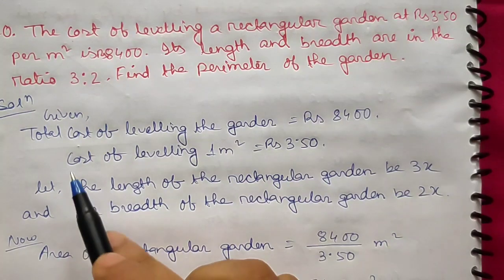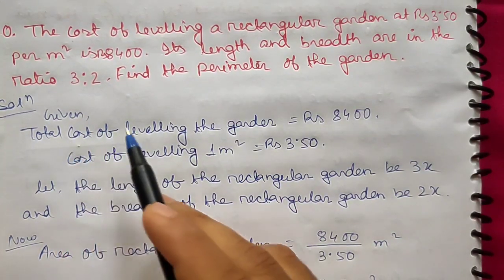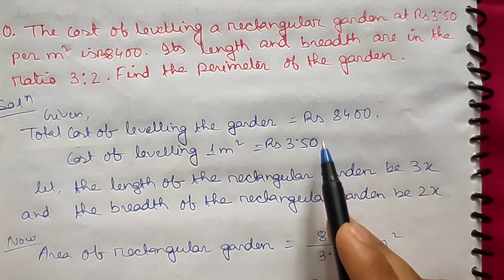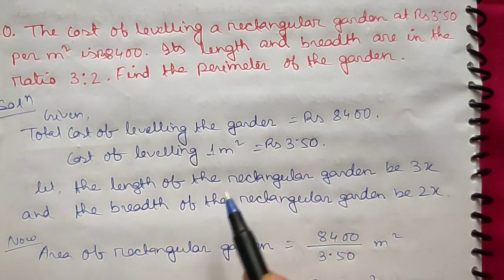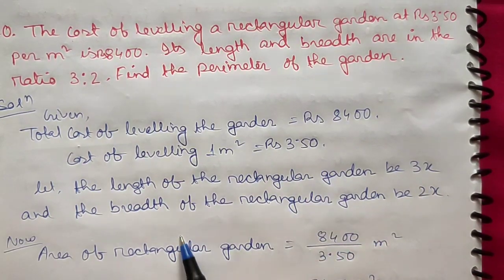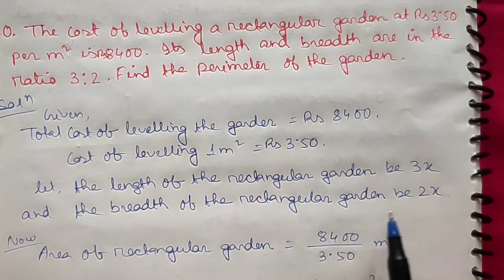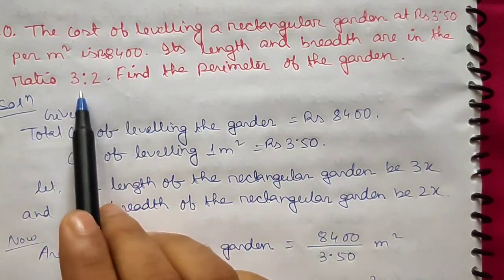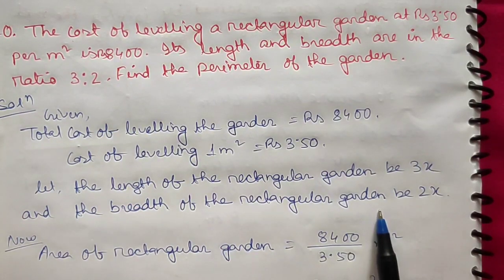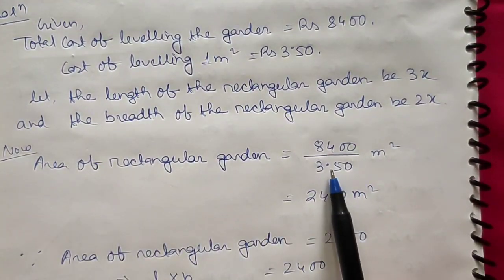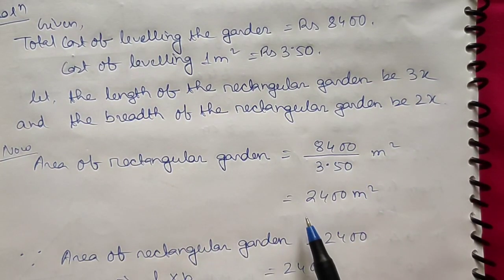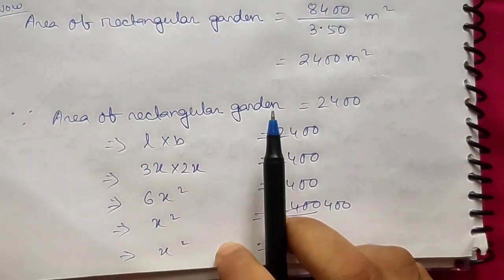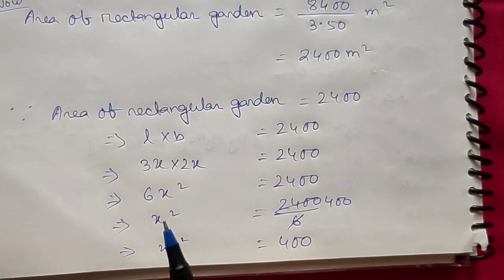So your solution. Given: total cost of leveling the garden equal to rupees 8,400. Cost of leveling 1 meter square equal to rupees 3.50. Let the length of the rectangular garden be 3x, as these are in the ratio 3:2. Now breadth of the rectangular garden be 2x. Now look, area of the garden equal to total cost divided by cost of 1 meter square. So it will be 2,400 meter square.